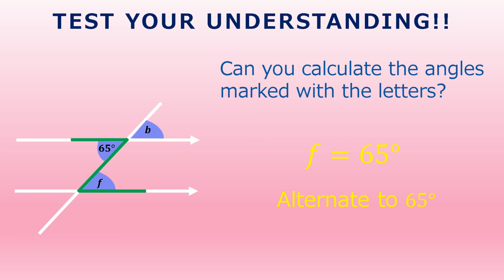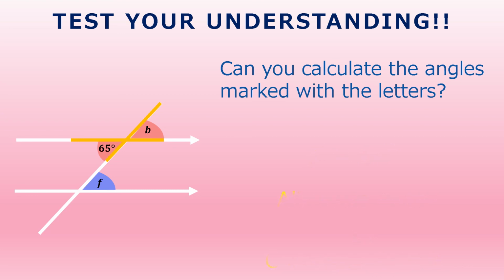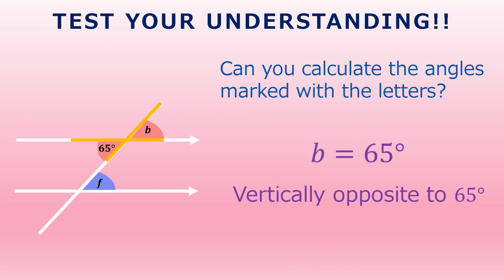F can also be corresponding to B. Remember that from the first video. How can I solve for B? I can use vertically opposite angles. And vertically opposite angles, the angles that are opposite to each other are equal. So it therefore means B will be 65 degrees because it's vertically opposite to 65 degrees.